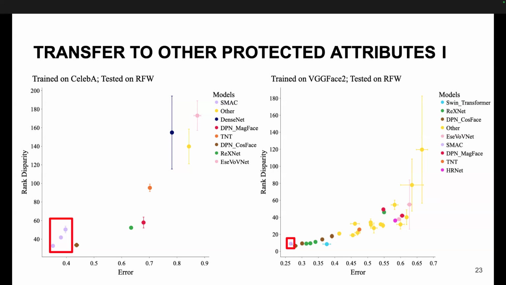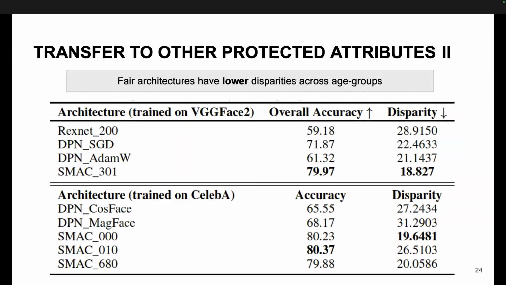In addition, we also transfer to another dataset, AgeDB, which has age as a protected attribute. Here again, we have 4 different age groups, and we compute the disparity across different age groups. That's the pairwise maximum disparity, along with the overall accuracy. And again, on this dataset, we observe that the architectures discovered by SMAC outperform the handcrafted ones.